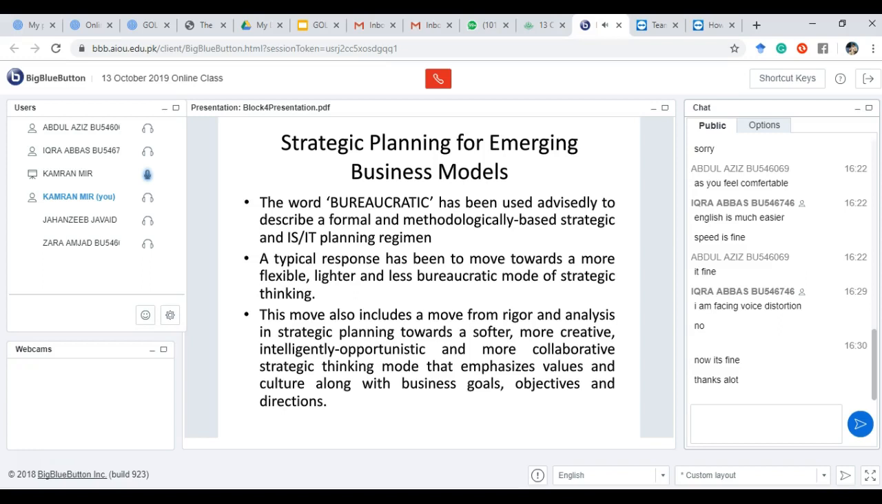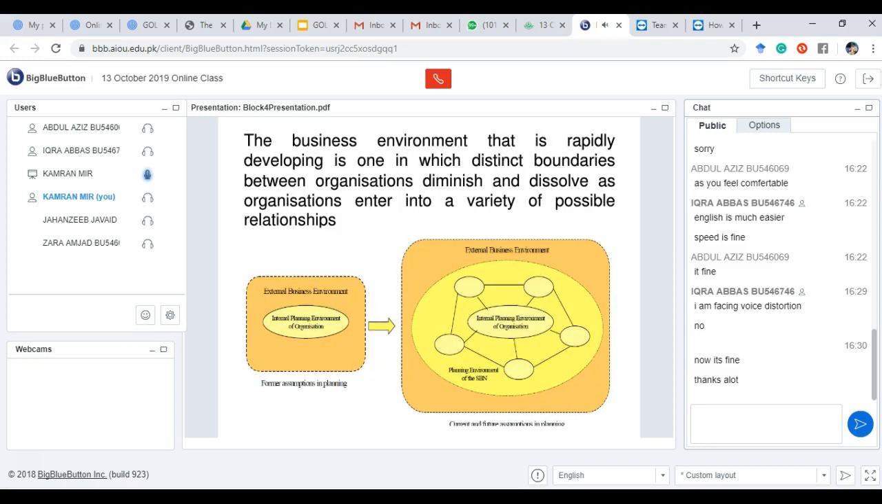Strategic planning for emerging business models is not just about having systems talking internally, but also about having them talk to each other. Along with that, they need to see the external market around them as well. So it's a mixture of everything.